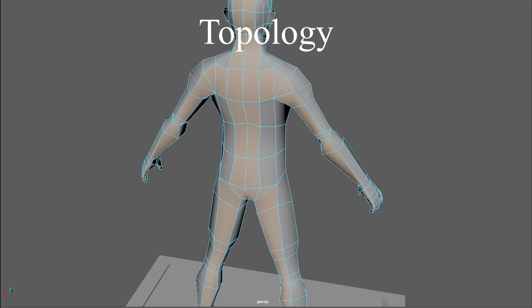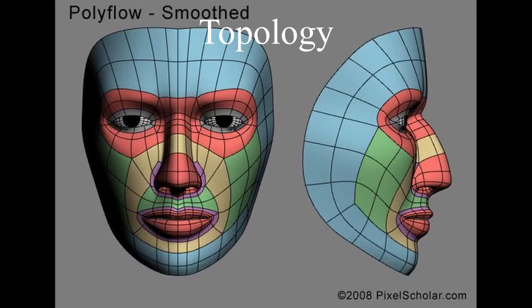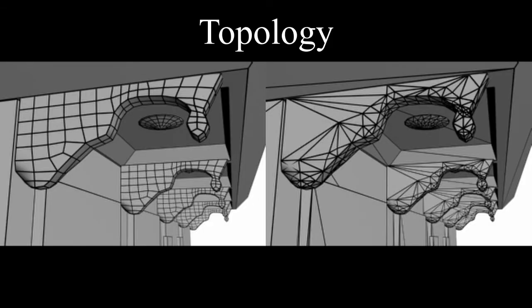Topology. This is your model's structure, the way the faces, edges, and vertexes are laid out all over the model. Having good topology is a must for your model, especially in areas that will have a high amount of deformation, such as the face and joints for humans and creatures. The topology of 2 models can be completely different but look the exact same when rendering an image.